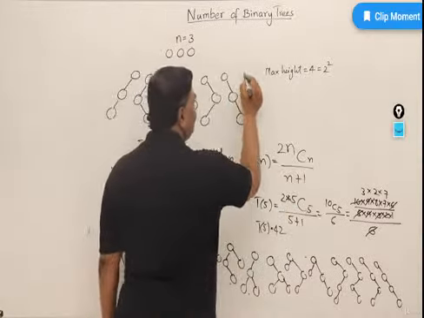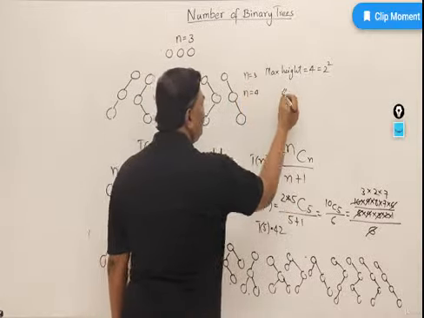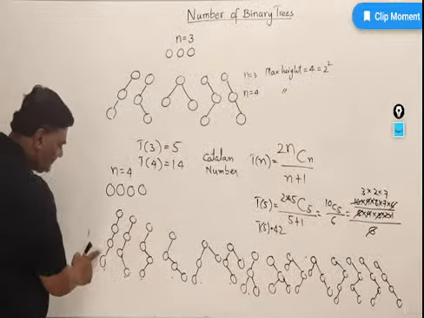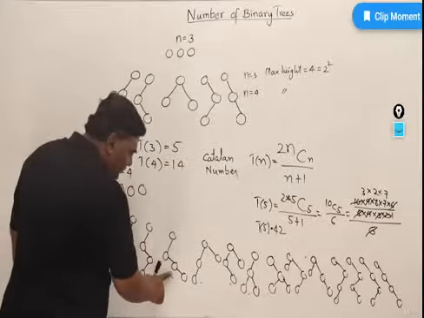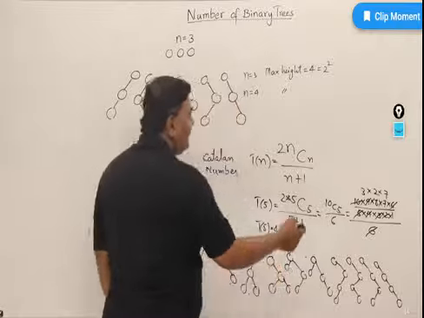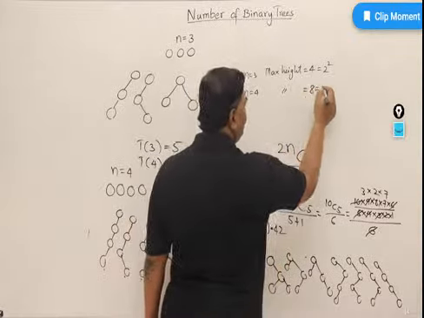This is for how many nodes? N equal to 3 nodes. Then what about n equal to 4 nodes? Number of trees with maximum height. Let us count them. 0, 1, 2, 3. Yes, this is the maximum height because there are 4 nodes, so the height should be at most 3. So 1, 2, 3, 4. This is not maximum. Yes. 5, 6, 7, 8. So 8 trees are there with maximum height. So this is 2 cube.